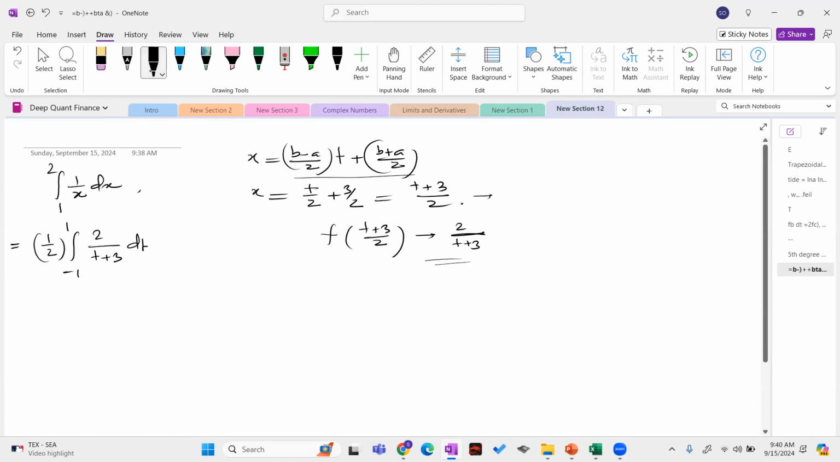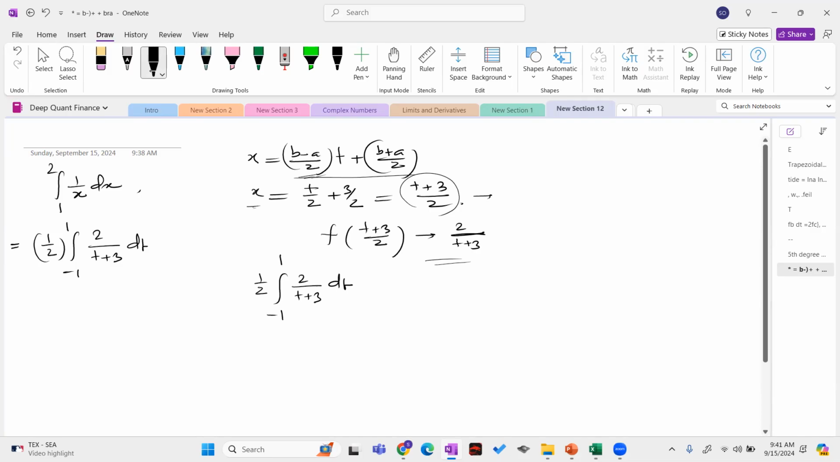You also don't need the formulas that we derived. We can do it here, right? So integral 1 by x dx. What is 1 by x? If x is t plus 3 by 2, 1 by x is 2 by t plus 3. What is dx? dx is (b minus a) by 2 times dt. (b minus a) by 2 is half, and this is dt. And when x was 1, t was -1. And when x goes to 2, t goes to +1.